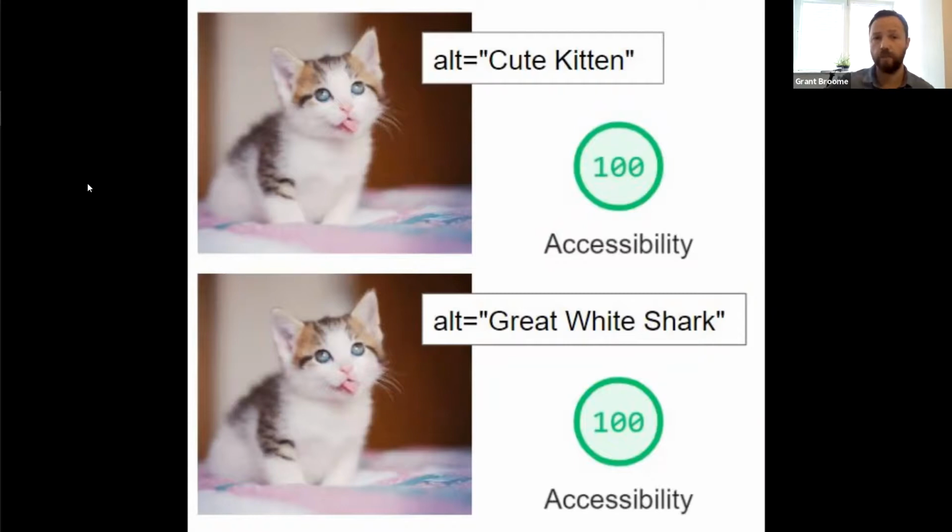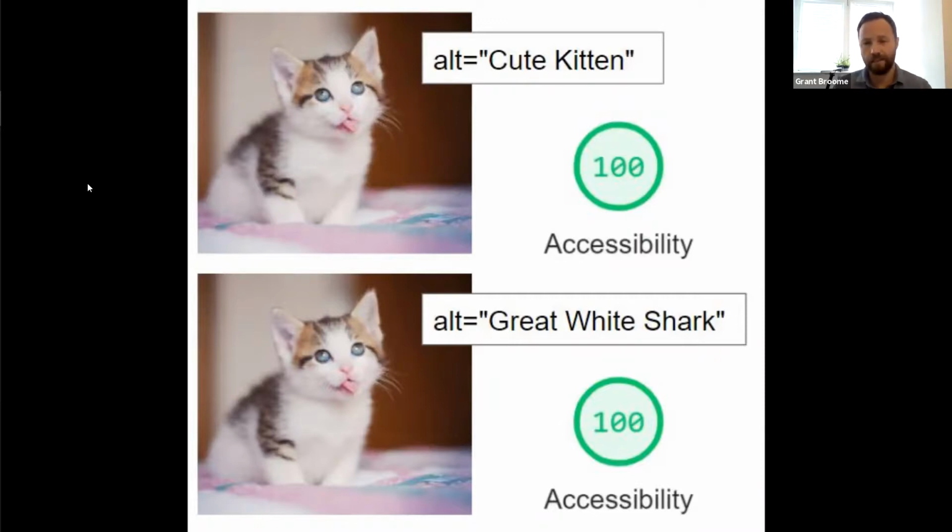And it's very useful for highlighting to us that maybe the alternative text for the images shown here aren't correct. So in this picture, I've got a picture of a kitten with the alternative text of cute kitten. That gets a 100% score for accessibility. And then the bottom image is a picture of a kitten with the alternative text of great white shark, and that also gets 100% for accessibility. And this is in the Google Lighthouse test. The reason why both of these pass is because the test is only detecting the presence of alternative text. It's not really detecting whether that text is appropriate for the content or not.